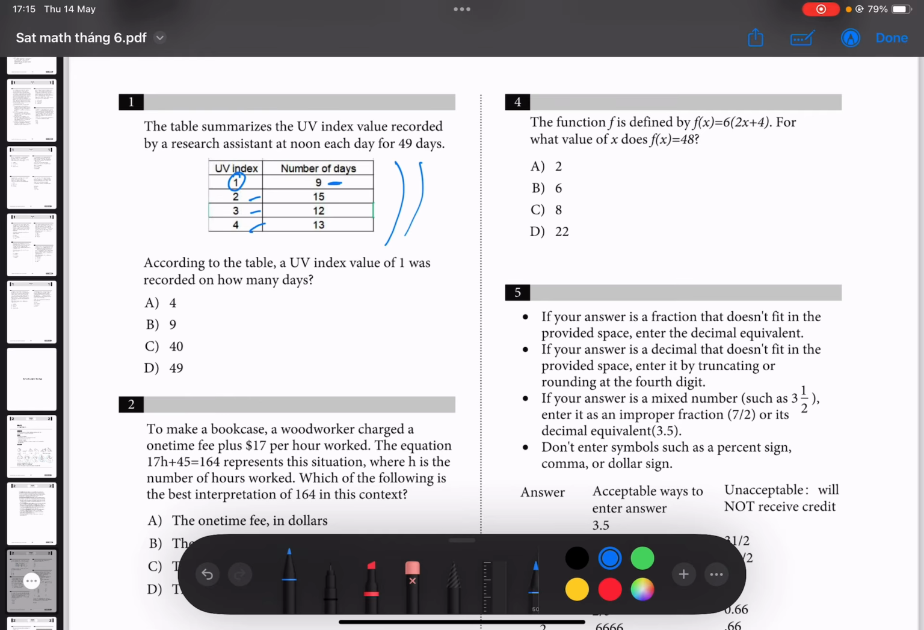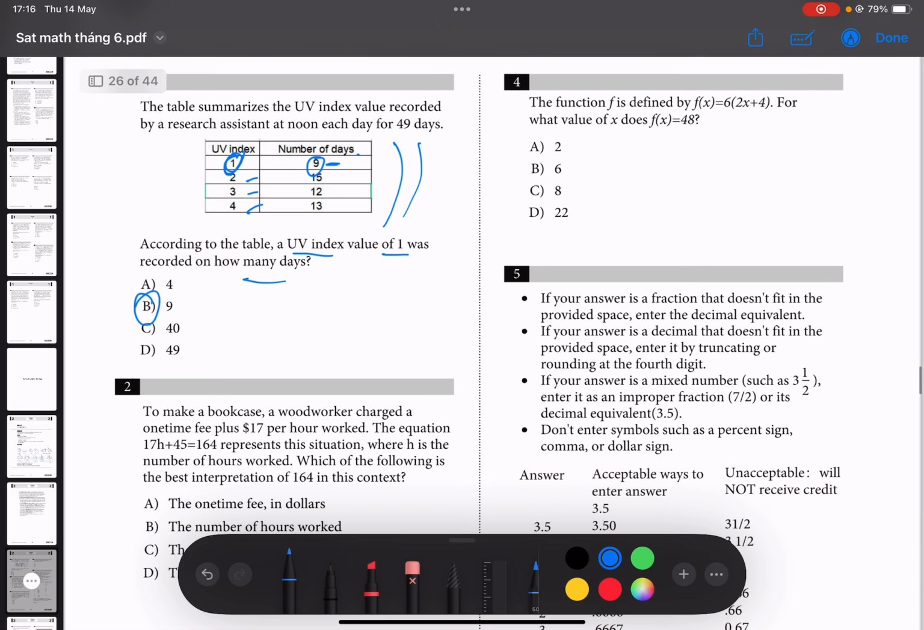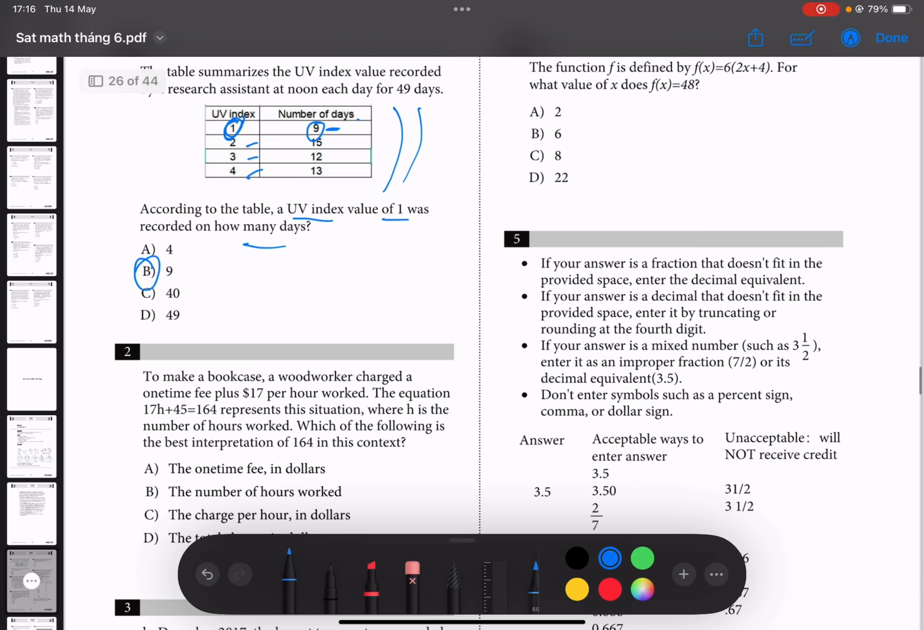The question asks us, according to the table, a UV index value of 1 was recorded on how many days. The keyword is UV index value of 1, so we look for 1, and 1 is over here. The number of days is 9, so the answer is B. This is just reading, and it's not difficult because it's the first one, so it's kind of easy.